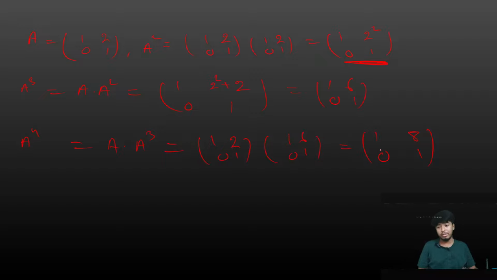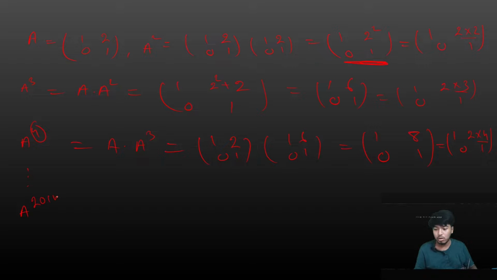So what is the relation? Here we write that A square is [1, 2 times 2; 0, 1], A cube is [1, 2 times 3; 0, 1], and A4 is [1, 2 times 4; 0, 1]. So the pattern is 2 times 2, 2 times 3, 2 times 4. The power is 4 gives 2 times 4, the power is 3 gives 2 times 3. So what is the pattern?